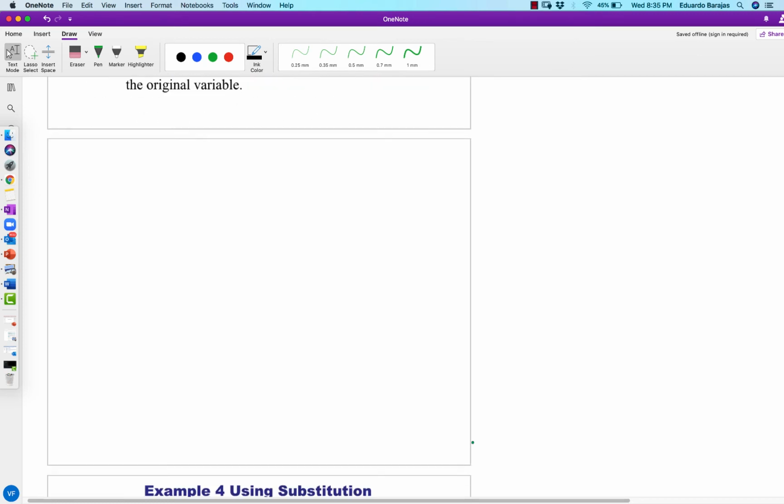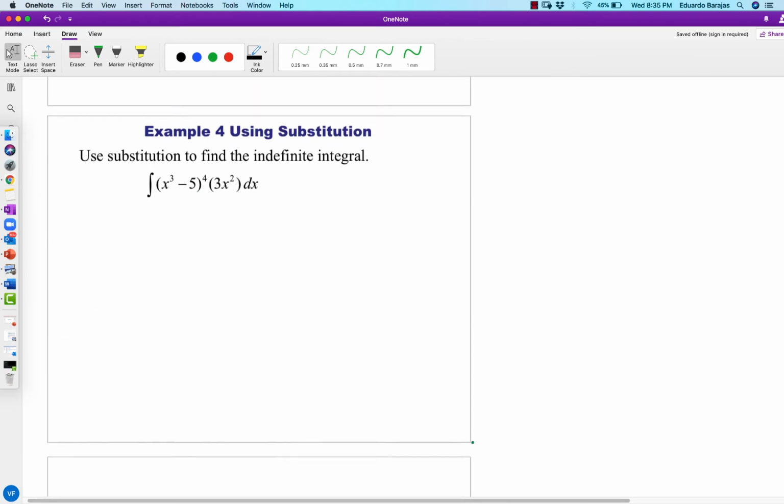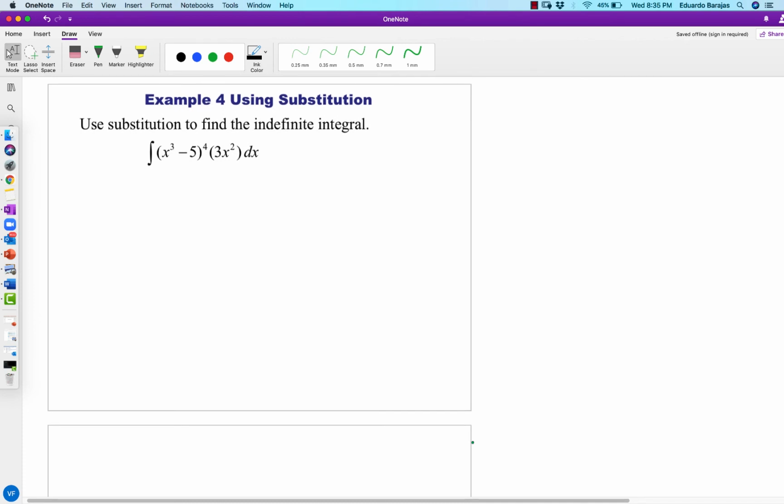For example, okay, now let's look at this one. We have the integral of (x to the 3rd power minus 5) raised to the 4th power times 3x squared. So again, this is another straightforward, easy one. We can see that this, if we let this be u, its derivative is going to be right there. Okay? So that's what we're going to do.